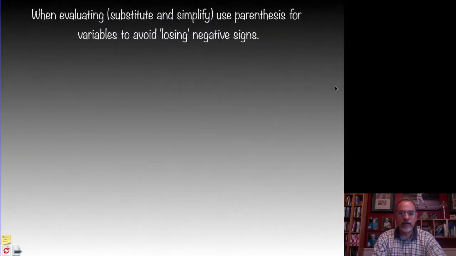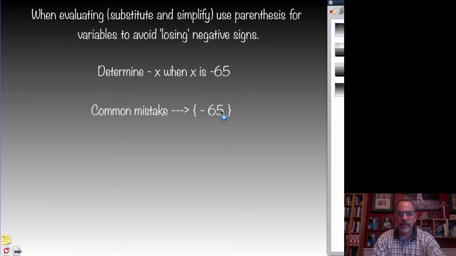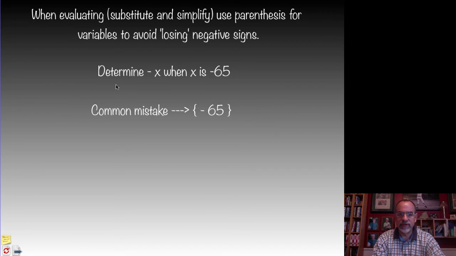Now, when it comes to evaluating, this is where the problem comes in. When we're evaluating, which is substituting in and simplifying, we want to use parentheses for the variable, and this will help us avoid losing those important negative signs. So if we have the expression negative x when x is negative 65, that means substitute negative 65 into the expression. The most common mistake is when a student writes negative, and then looks at the negative 65, and because they see a negative sign already there, they call it negative 65. But that's incorrect, because it's the opposite of negative 65.